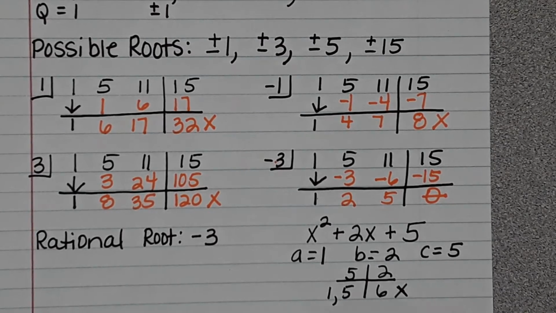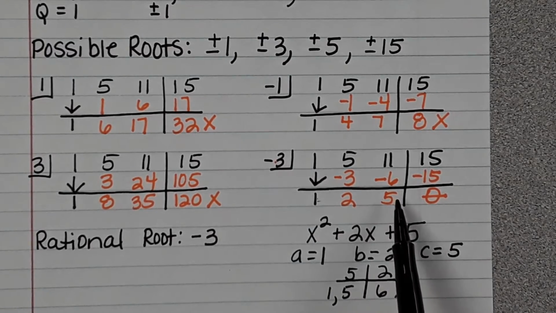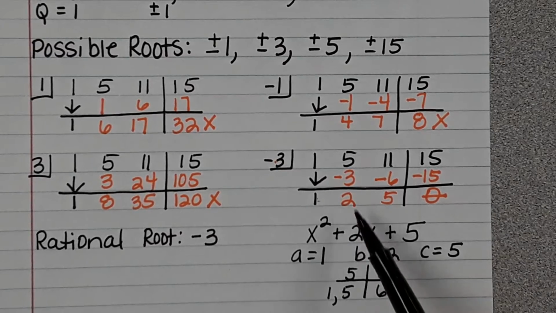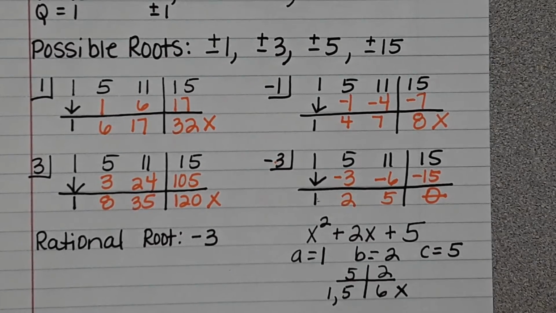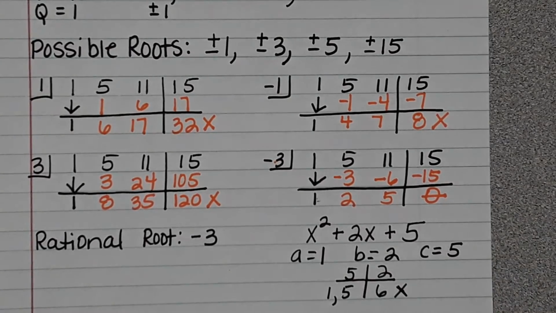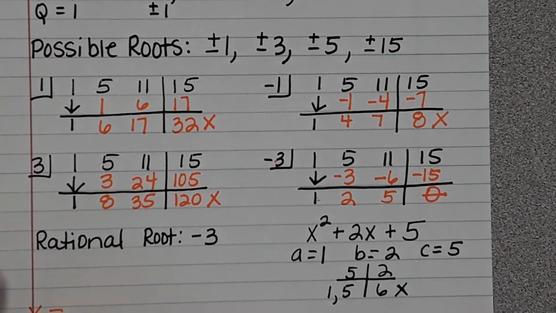Yes? Can I go back here? Yes. Where did you get x squared plus 2x plus 5? From the bottom. Oh, x squared plus 2x plus 5. Okay, now this is not factorable, so we're going to use the quadratic formula. So this also means we only have one rational root, and that rational root is -3.